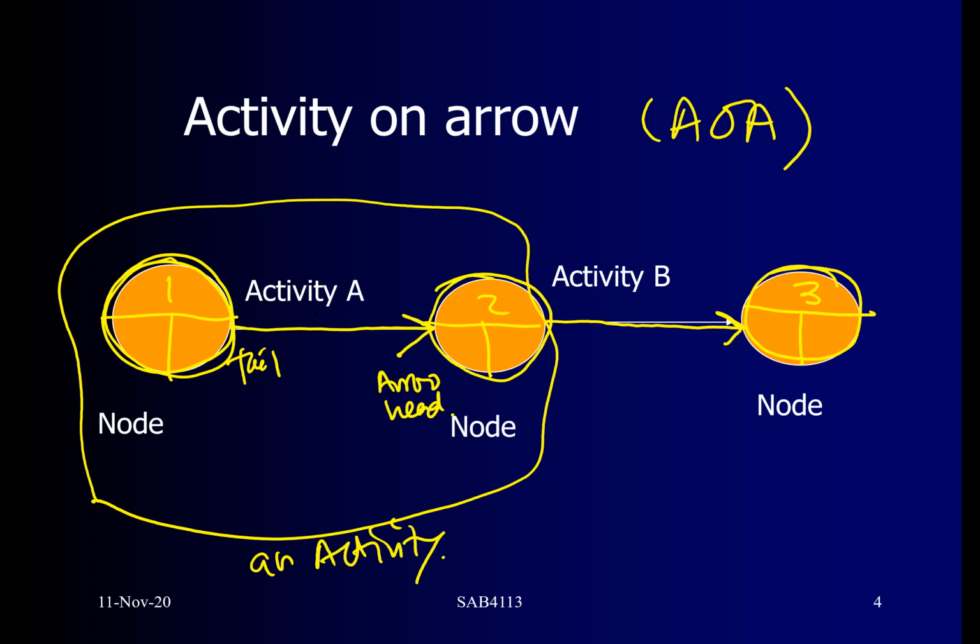How to calculate this? Let's assume activity A is 5 days, activity B is 4 days. I will start with 0. 0 plus 5 equals 5. 5 plus 4 equals 9. You see, 9 is basically the end of the project, the end of project or project duration.